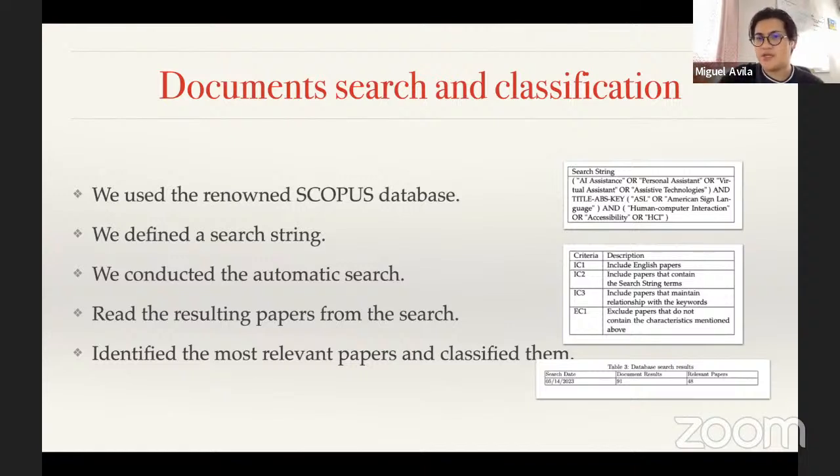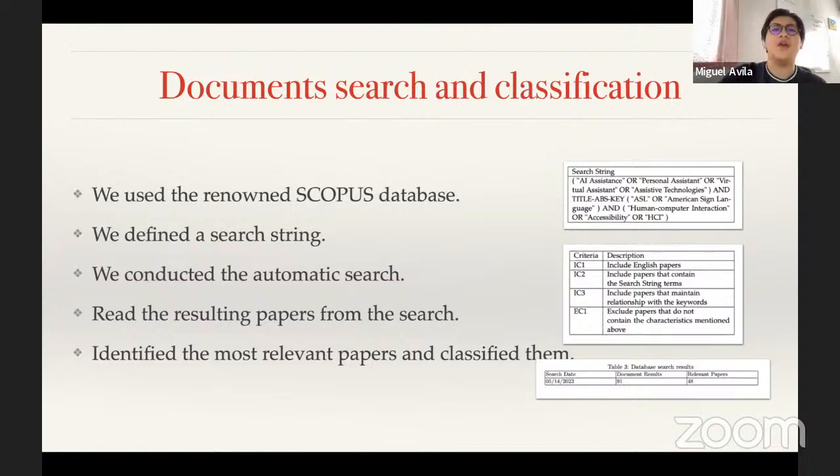on this paper about human-computer interaction, accessibility features, and any other kind of research or UX methodology used in these papers. We also defined a search string. We conducted the automatic search using the criteria described in the second image on the right. And also we read all the resulting papers from the search. And as you can see, we identified the most relevant papers and classified them.